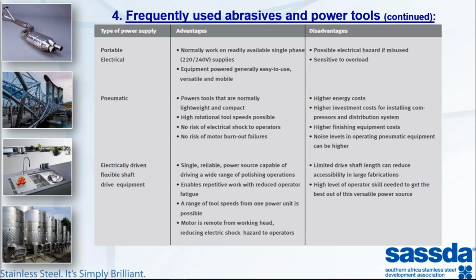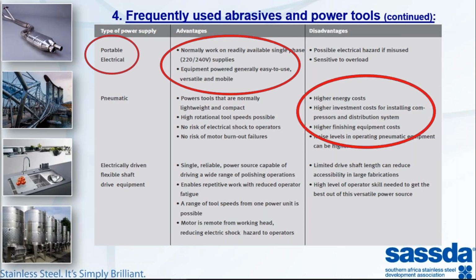Right, so if we look, hopefully you can see this, but this table will also be in your documentation. This is sort of just an explanation of the different power supplies, the advantages and the disadvantages. But from my experience, and I think you will agree, the most popular tools are the portable electrical ones. And the reasons for that is basically that you can work on readily available single phase power. It's generally fairly cheap equipment, easy to use, versatile and mobile.